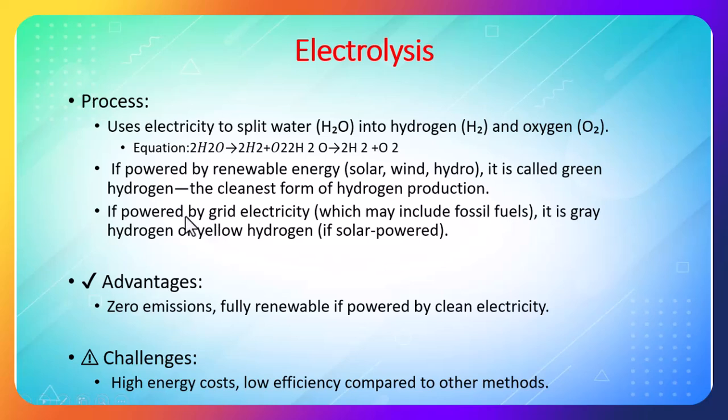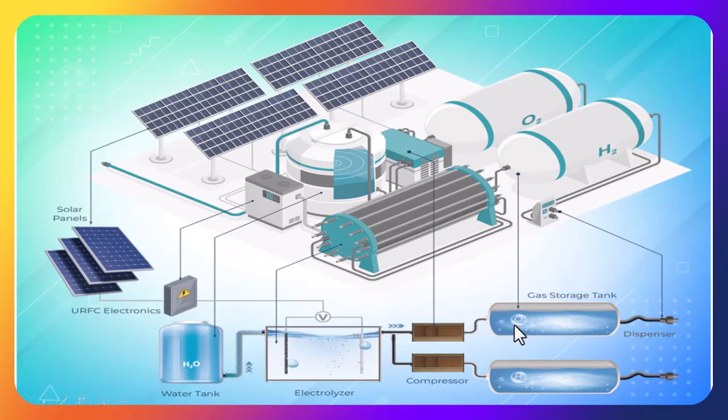The advantage of solar or wind is zero emission, fully renewable if powered by clean electricity. So this is the overall setup of green hydrogen energy, where you can see here we have installed a solar panel. Power from the solar panel is being taken. You can see the connecting wires, and the power is being converted here.